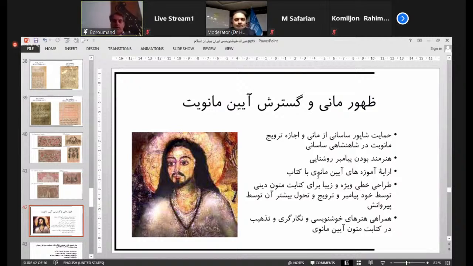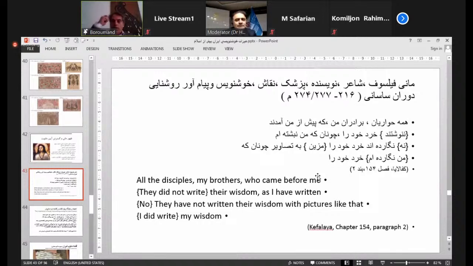Another important aspect regarding religion was a person called Mani, who was a painter, but above being a painter, he was a real calligraphy artist. His innovation was that the religious texts he used were decorated by calligraphy, and his religion was introduced through a book.